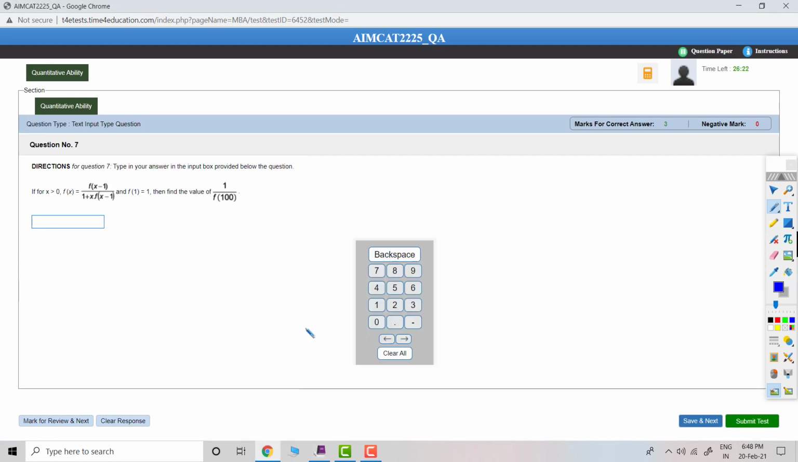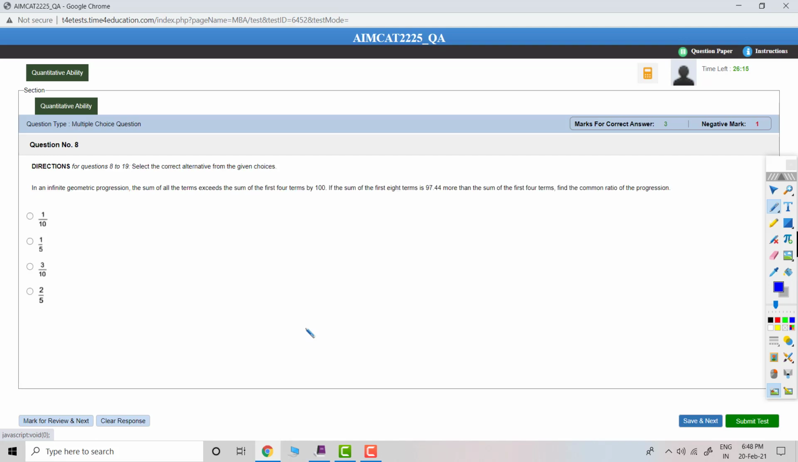So let's move ahead. Now this question is a function question. We are having less time, so let's move ahead. Let's do it later on in the next round. Now question number 8. Question number 8 says that in an infinite geometric progression, the sum of all terms exceeds the first 4 terms by 100. I think it will take the time. I think we should move ahead. We'll do later on. Look over here. This is a special equation question. Again, it will take the time. We'll move on. We'll do it in second round if time is there.